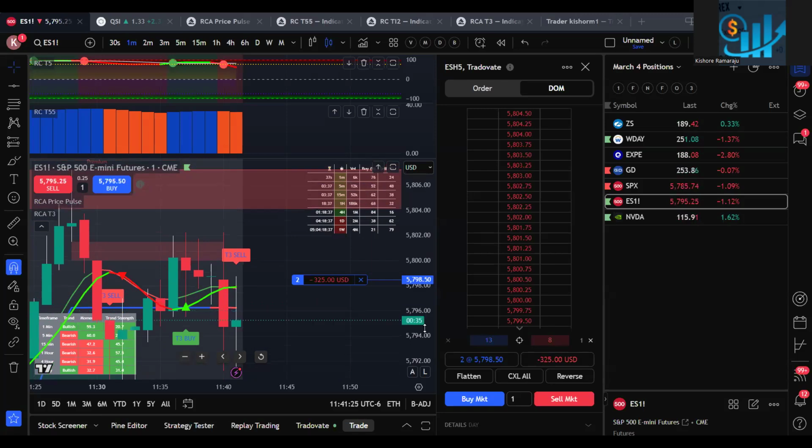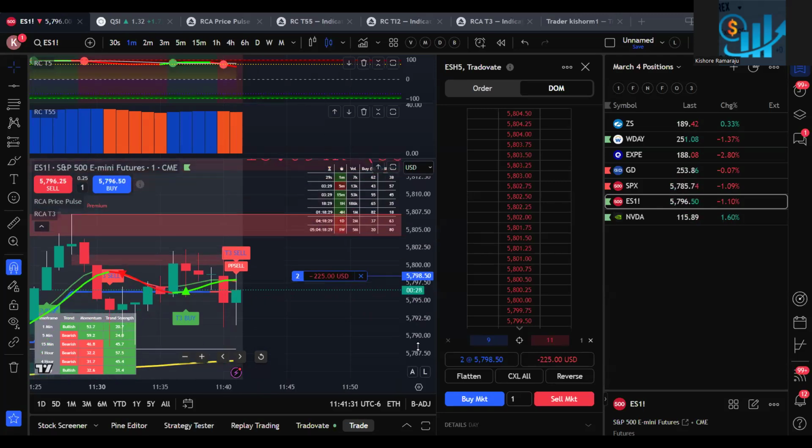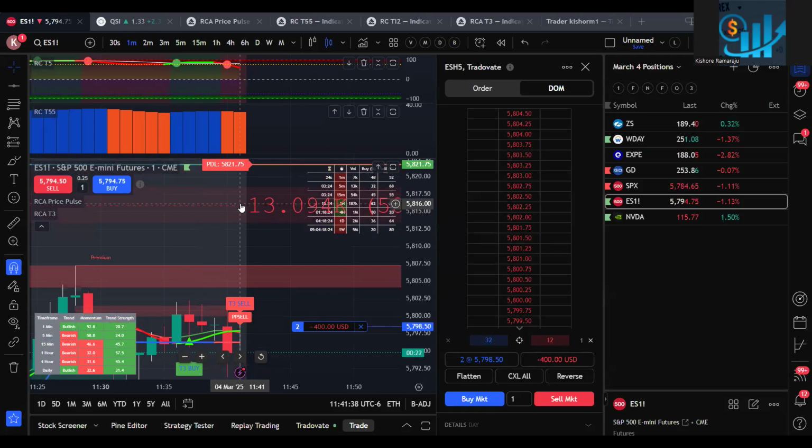Buyers and sellers are trying hard. Buyers are trying to push it up. Sellers are trying to push it down. That's why there is some choppy price action here. But if buyers take the control, then they will take ES all the way up. So there is a high possibility for them to take it here.